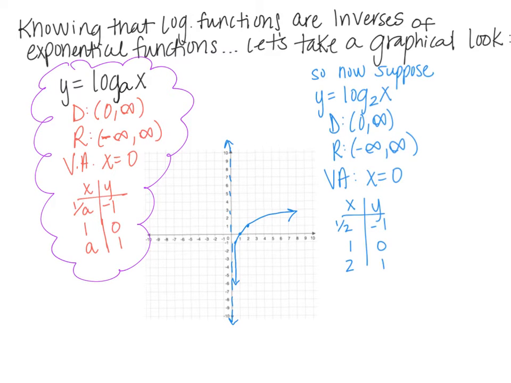The properties being that the domain is 0 to infinity. The range is negative infinity to infinity. It will have a vertical asymptote at x equals 0. The ordered pairs will come from the table 1 over a, negative 1, 1, 0, and a, 1. Now, I can't graph this unless I actually know what the base of the function is. Just like an exponential function, I couldn't graph it until I knew what the base was, so I knew that it was growth or decay or that kind of thing.